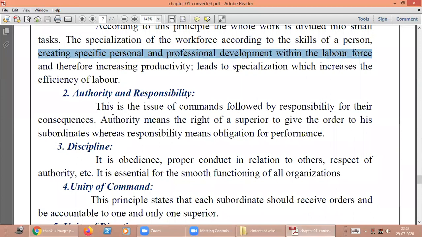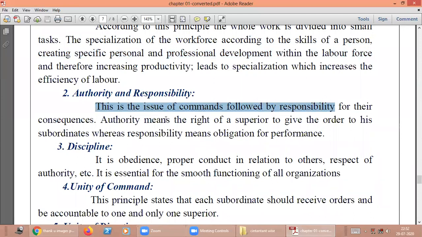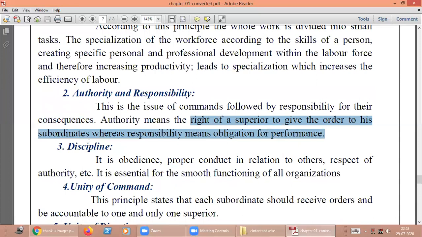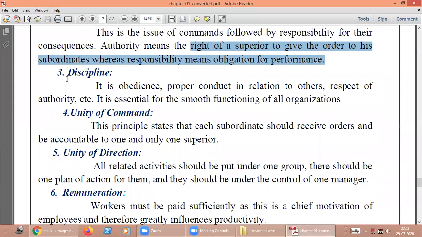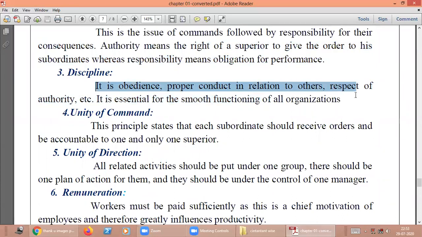Authority and responsibility: authority is the right of the supervisor to give orders to the subordinate, and responsibility means the obligation of performance. Next, discipline, which means obeying proper conditions of the relationship and showing respect for authority. It is essential for the smooth functioning of all organizations.